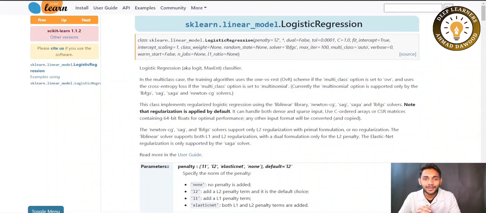Hi, I'm Ahmed Daud, and in this session, we are going to see logistic regression provided by Scikit. In the last session, we discussed how logistic regression can be trained, and we discussed that logistic regression has a different cost function as compared to regression models like linear regression. We also discussed the reasons behind that.